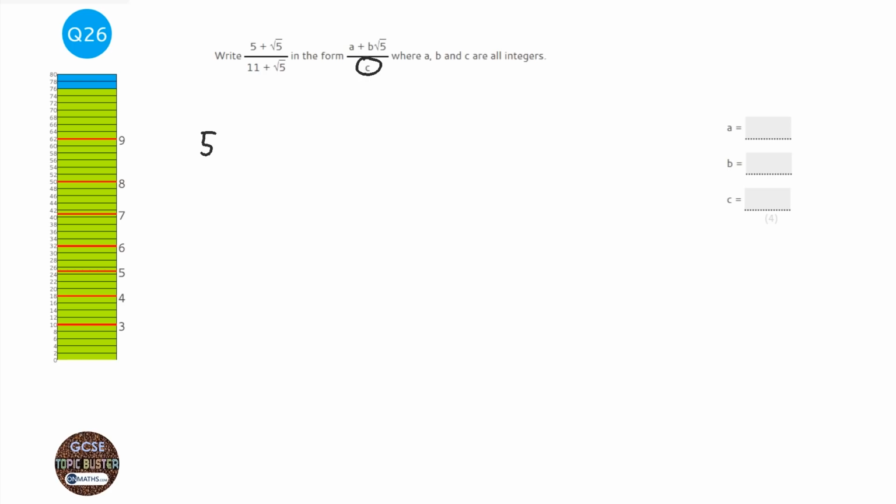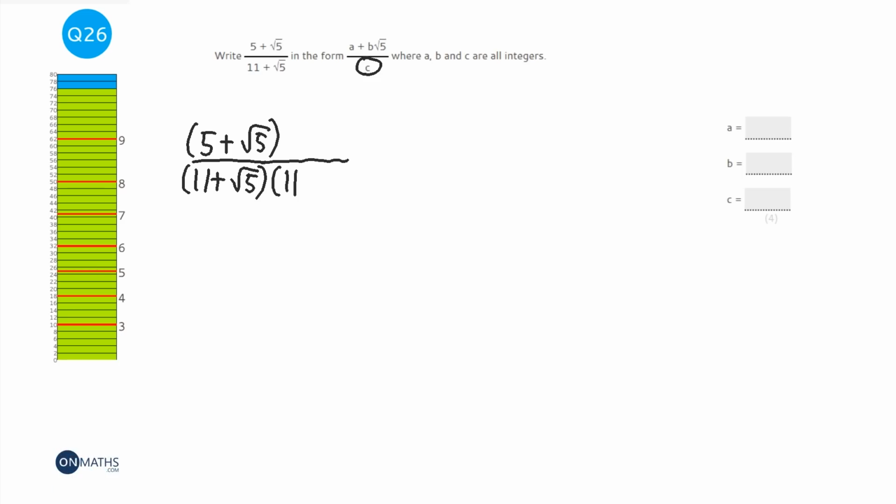Now I'm going to write this out again to make it a bit bigger. The only way we can do that with this question is if we times top and bottom by kind of the opposite of what it shows at the bottom. So instead of 11 plus root 5, I'm going to times it by 11 minus root 5. But if I do that to the bottom, to keep the fraction the same, I must do it to the top. So that creates a kind of quadratic surd. You do it the same way as you do quadratics, whichever method you want: first, outside, inside, last, or double smiles and rainbows, or smiley face, or whatever you choose to do.